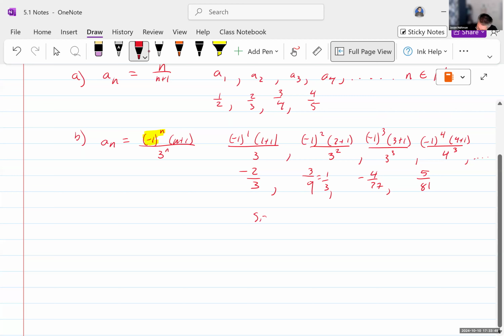Okay, as we can see, the sign alternates here, due to that -1 to the nth power. And we call this an alternating sequence.